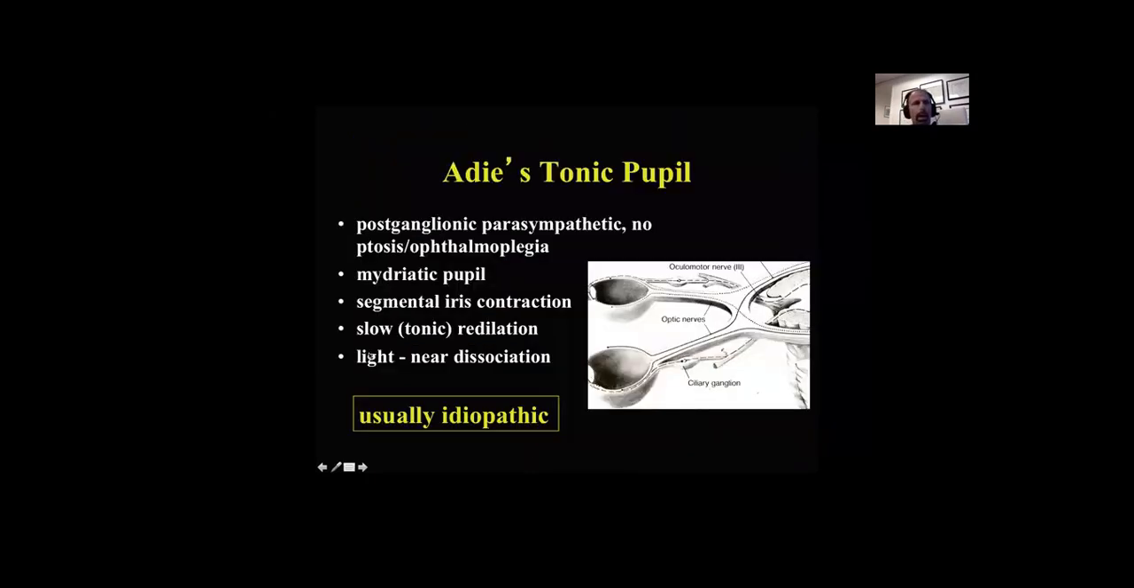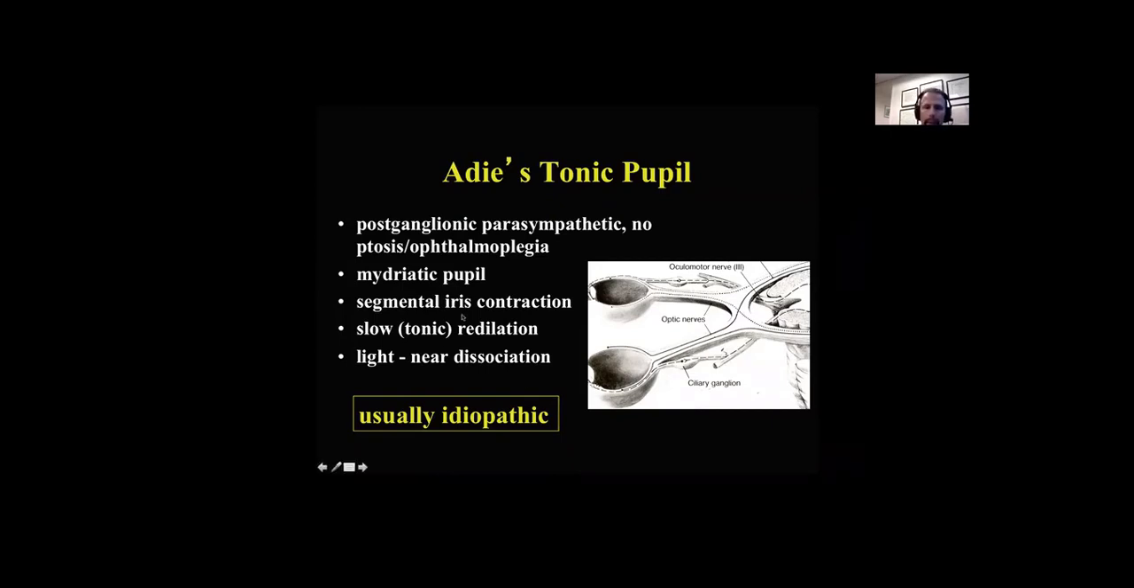So this is a postganglionic parasympathetic problem. There's no ptosis or ophthalmoplegia because the problem is somewhere at the ciliary ganglion or onward. So this is after these fibers have already left the third nerve. So it's an isolated pupil problem. The pupil is usually big, although over decades it can actually become the smaller of the two pupils, although it will never react to light like it used to.